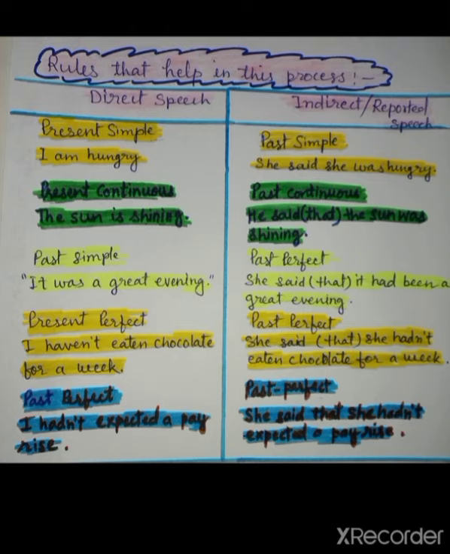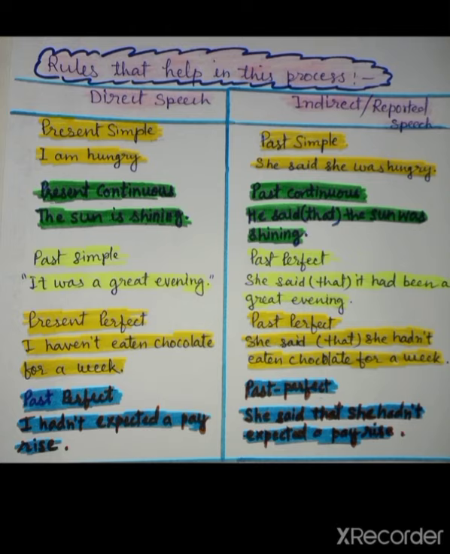Okay, what did I say? I said present simple in direct speech goes to past simple in reported speech, or in indirect speech. Okay, I am hungry. She said she was hungry.